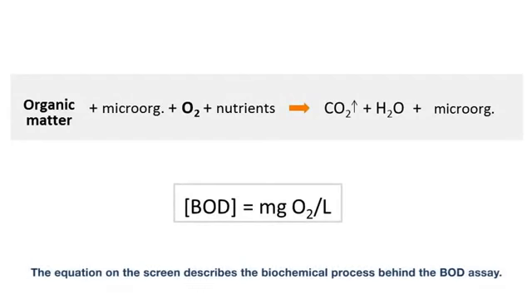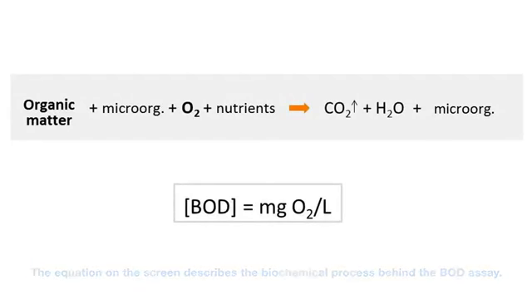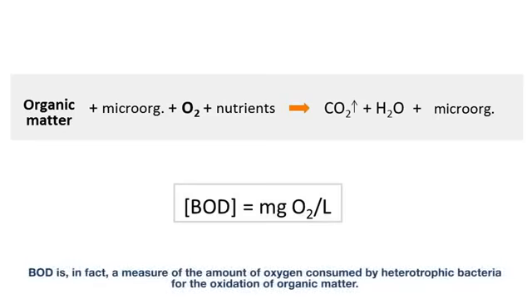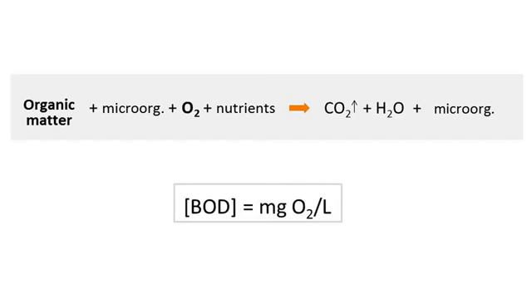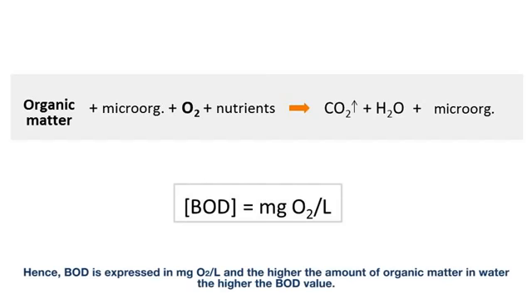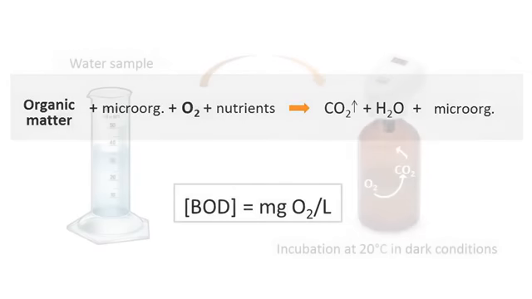The equation on the screen describes the biochemical process behind the BOD assay. BOD is, in fact, a measure of the amount of oxygen consumed by heterotrophic bacteria for the oxidation of organic matter. Hence, BOD is expressed in milligrams of oxygen per liter. And the higher the amount of organic matter in water, the higher the BOD value.